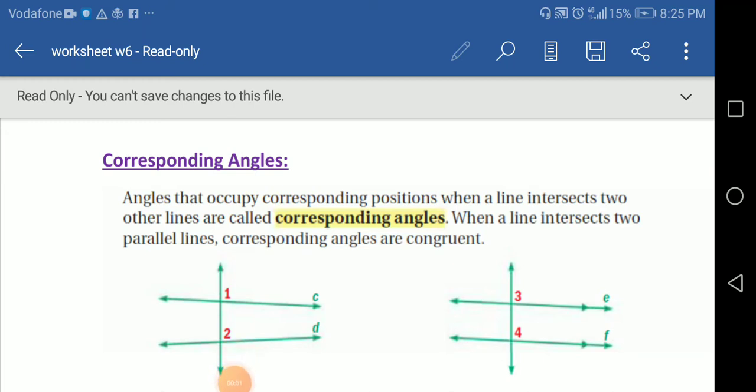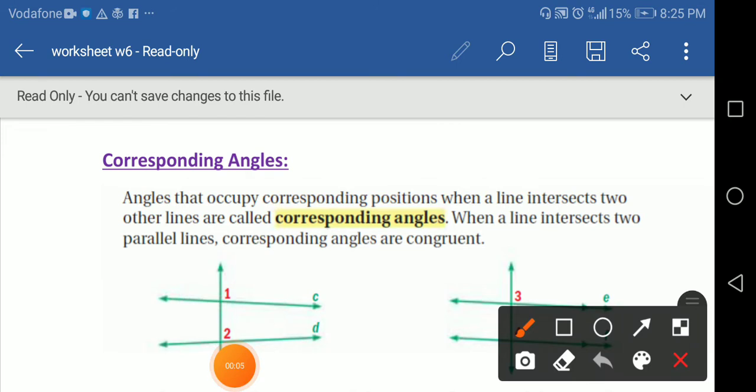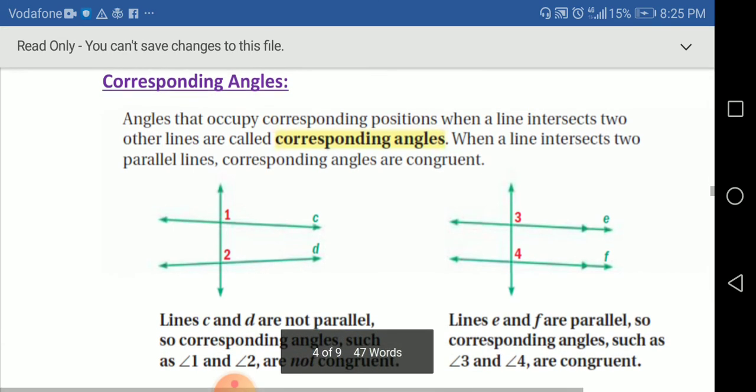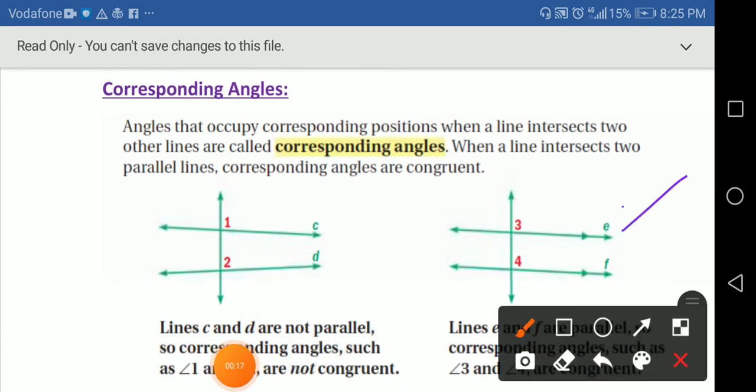I hope you're fine. Today we are going to complete the angles. For the angles, I have the corresponding angles. When a line intersects two parallel lines, corresponding angles are congruent. What are we saying? We have two parallel lines, line E and line F, which are parallel to each other.